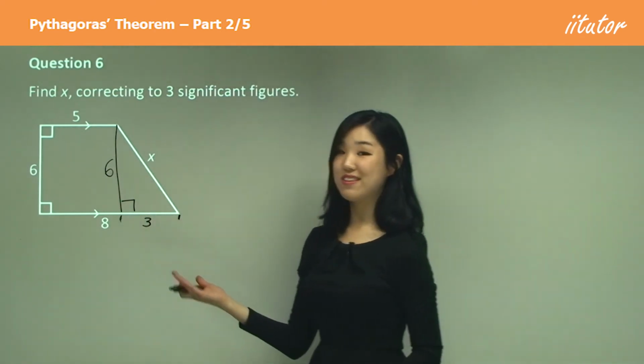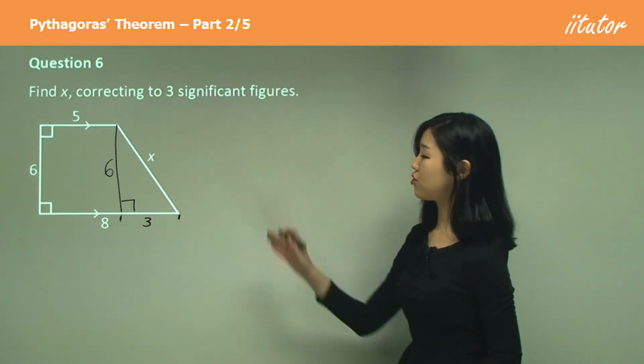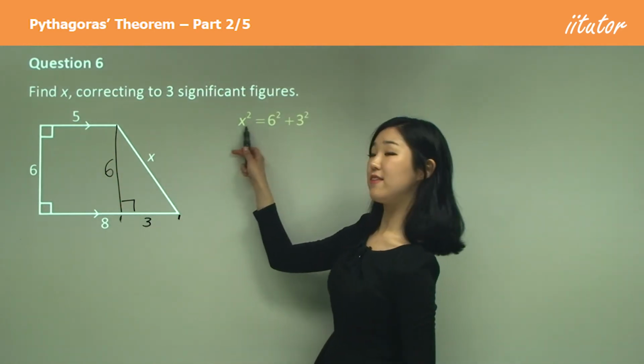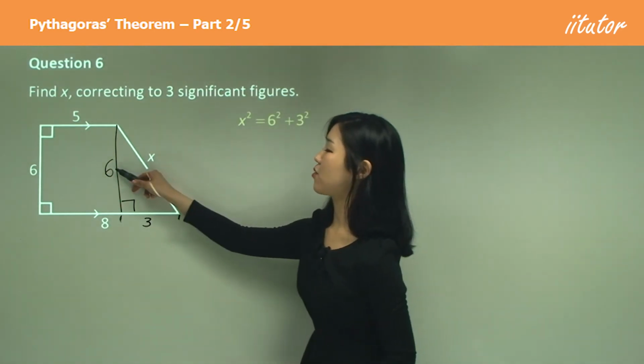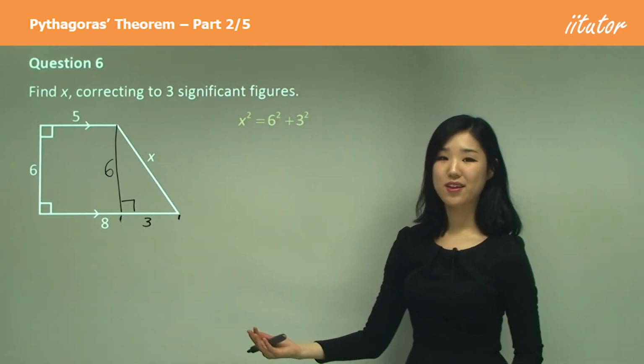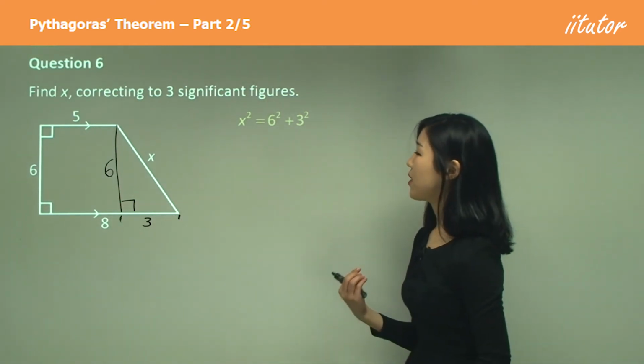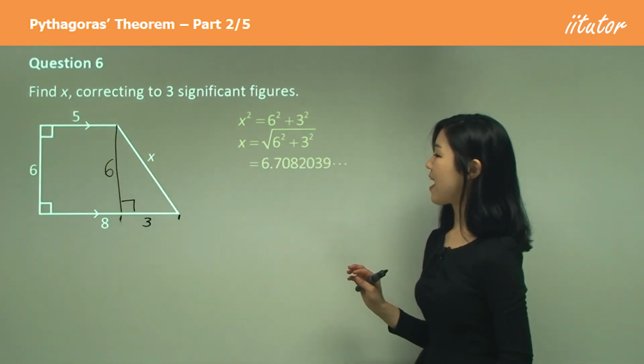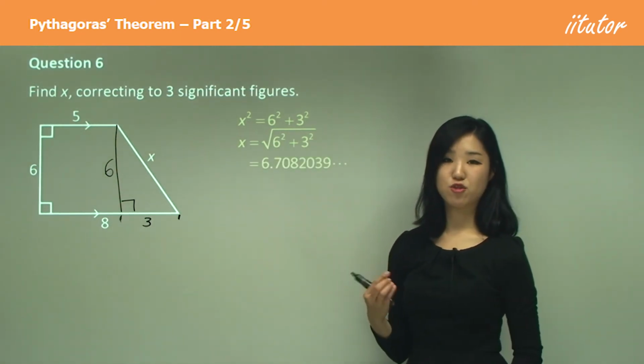So now we have a decent right angle triangle with those two adjacent sides. So I'm going to just say our hypotenuse squared, so X squared, is 6 squared plus 3 squared. That's all I need to do. And we just want X, so square root the right hand side, put it into your calculator, and that's what you should see on your screen.